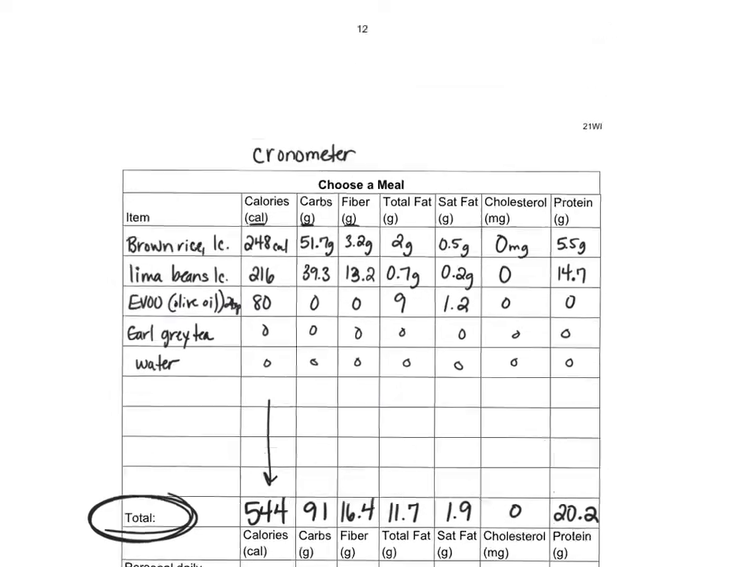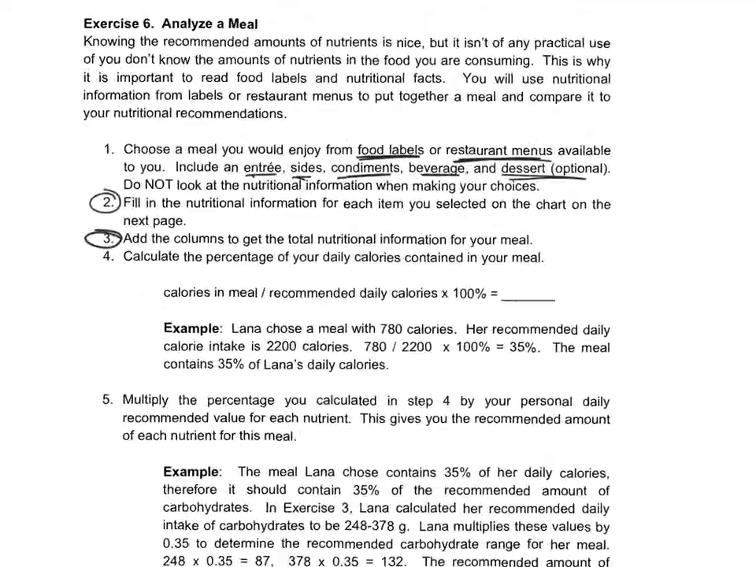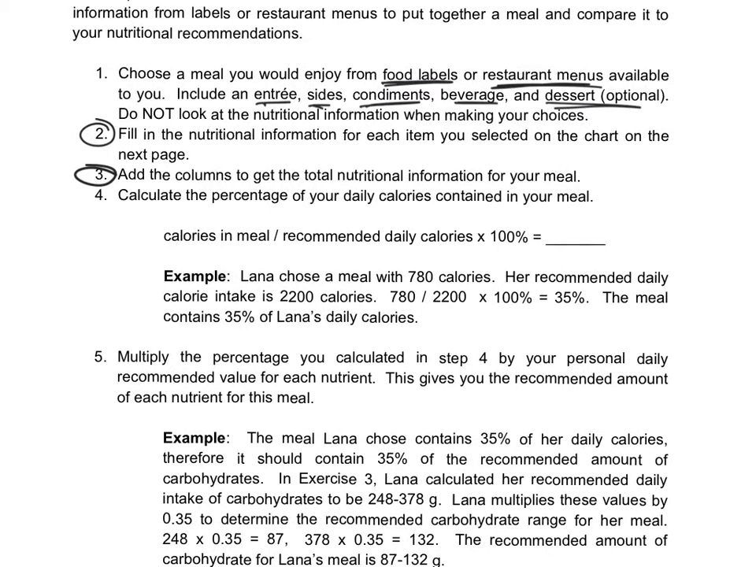Okay, so then the next step here. This is where it kind of gets a little bit confusing for people. Calculate the percentage of your daily calories contained in your meal. So what you're doing is taking the calories in your meal, which is what I just wrote down here. My meal was 544 total calories. That's what I just calculated as my total. Then divide that by your recommended daily calories. Remember, my recommended daily calories were 1550.